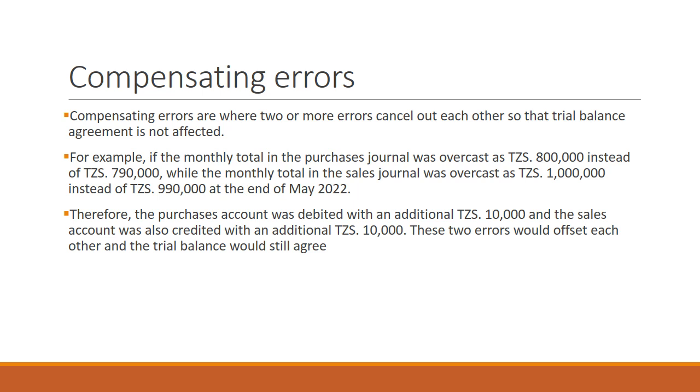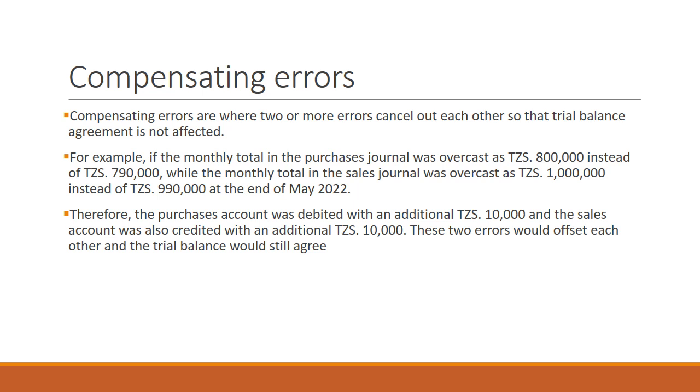happens when two or more errors cancel each other so that the trial balance agreement is not affected. And this error rarely happens. You make a mistake on one account with a certain figure, and likewise you make an error on the other account with a similar figure, but opposite. One is made maybe on the debit side, and the other account on the credit side also has a similar mistake.